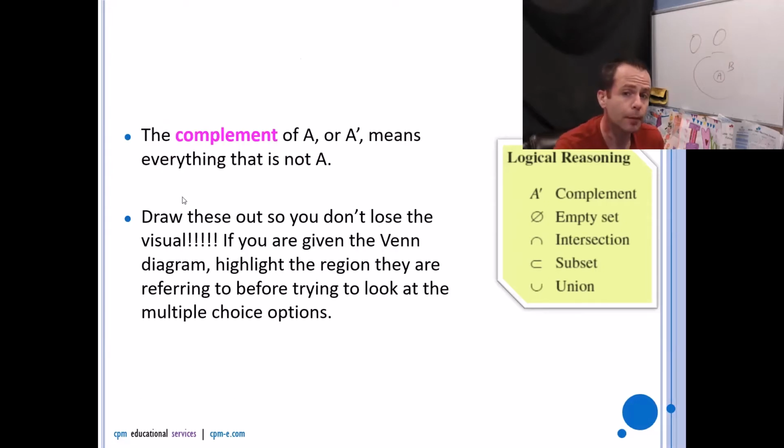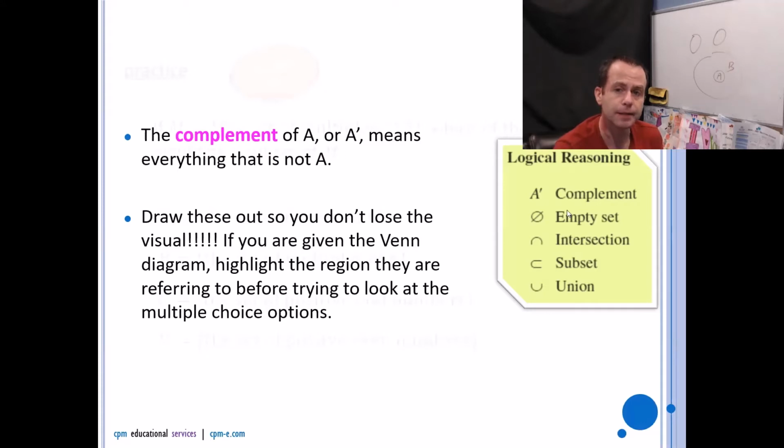Okay, the complement of A, also noted as A prime, that's what that little tick mark reads, means everything that's not A, okay? Draw these out. Do not try and do this stuff in your head. For everything that you need, draw a little Venn diagram, okay? In the 10 seconds that it takes you to draw the Venn diagram, your accuracy is gonna increase tenfold, okay? If you're given a Venn diagram, highlight the region that they're referring to before you're trying to look at your multiple choice options, okay?